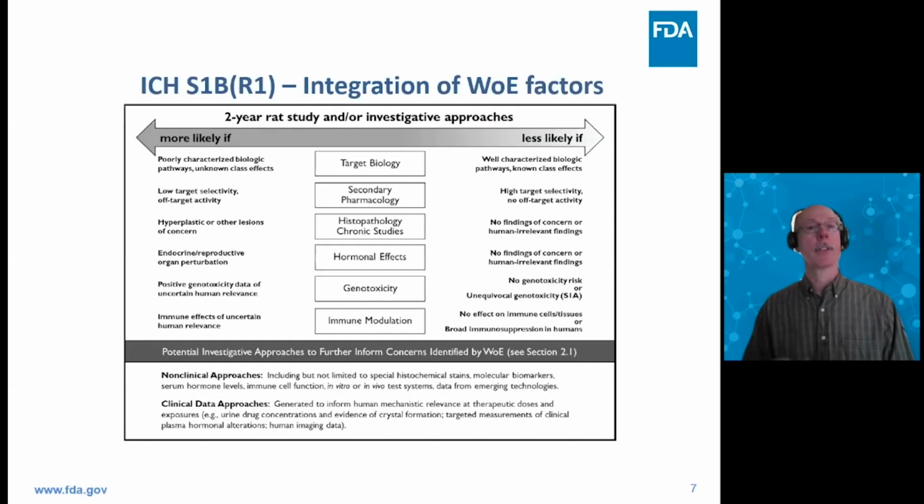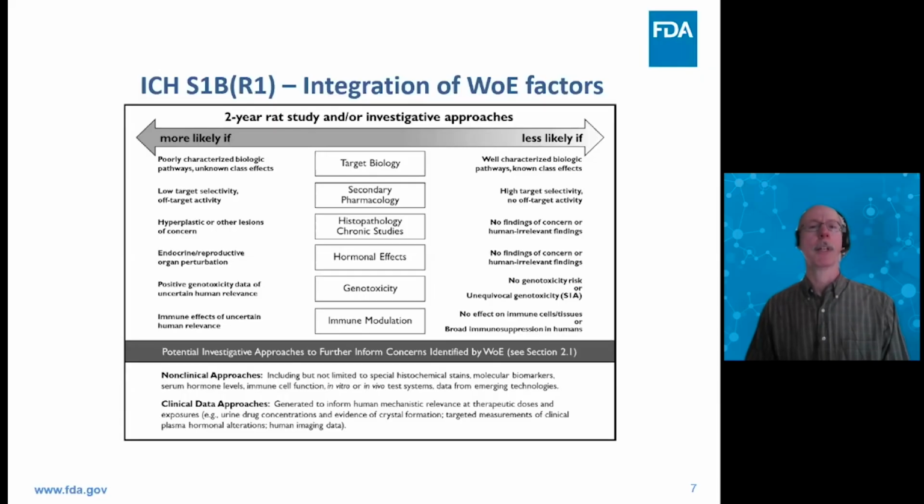These are the factors that are listed in the ICH S1B for the weight of evidence assessment. You can see them listed in the middle of the slide. It includes target biology, secondary pharmacology, histopathology from chronic studies. And since this is a determination of whether a 2-year rat study is going to add value, that chronic toxicity study histopathology data is going to come from a 6-month rat study generally. And then there's also an assessment of hormonal effects, whether the compound's genotoxic, and whether it has any effects on the immune system or immune suppression or other modulation.